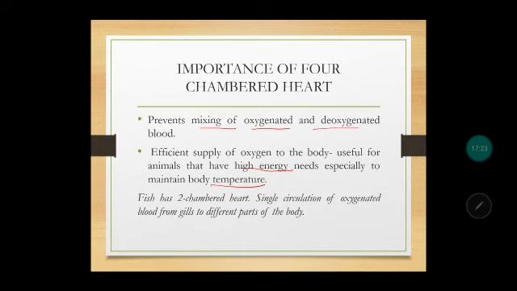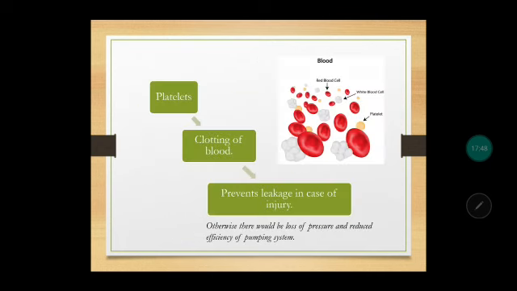Now coming to fish, do you know they have only 2 chambers? So only single circulation is there, and only oxygenated blood from the gills is transported to different parts of the body. There is no concept of deoxygenated blood through the gills. So the fish has this 2-chambered heart, and it maintains its temperature by this circulation.